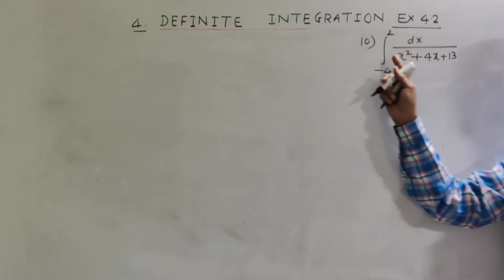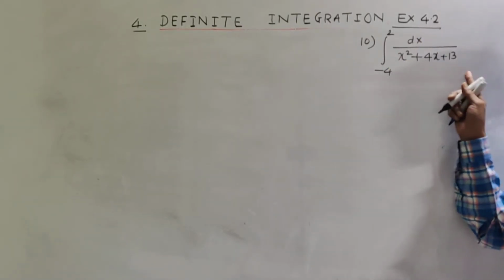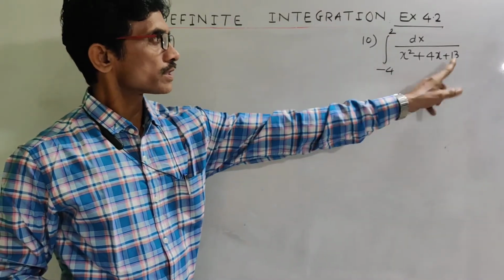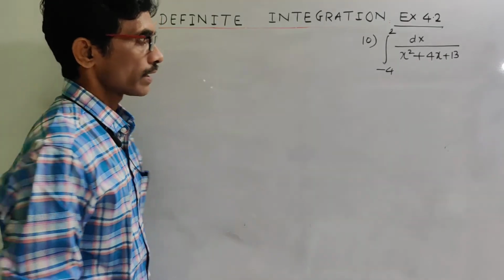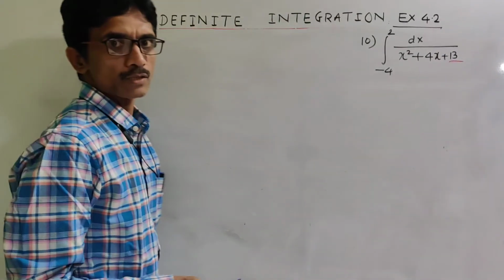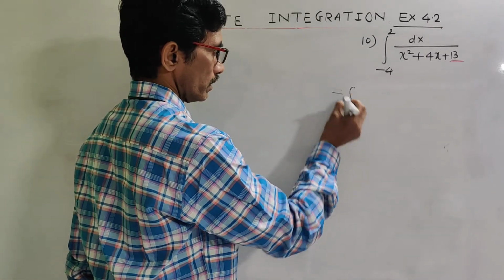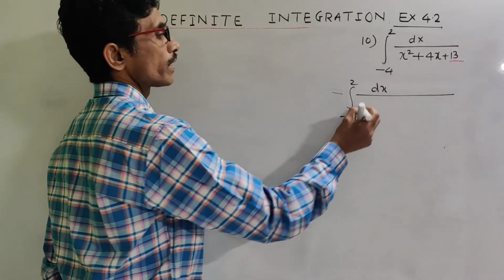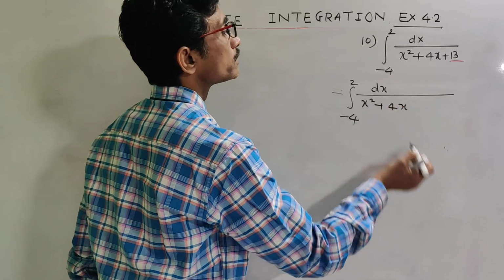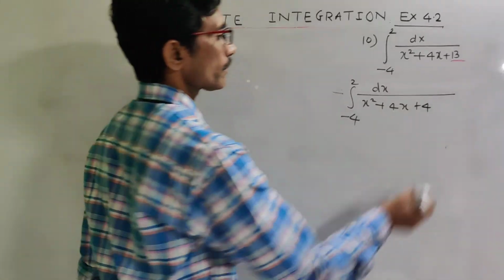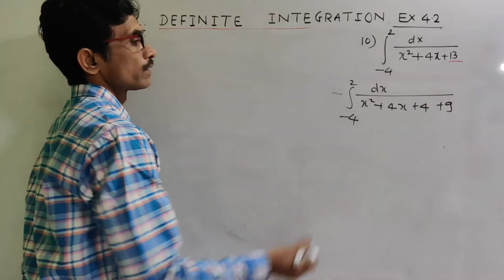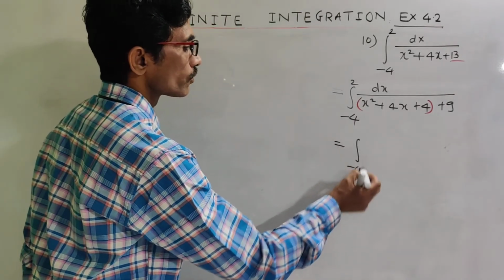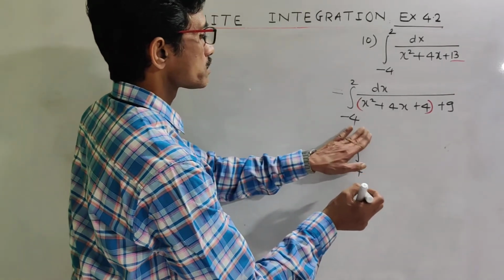Next, the integral from minus 4 to 2 of dx upon x square plus 4x plus 13. So we express it in perfect square form: x square plus 4x plus 4, that is x plus 2 whole square. So we split this 13 as 4 plus 9. Here, the integral of dx upon x square plus 4x plus 4 plus 9, that is 13.